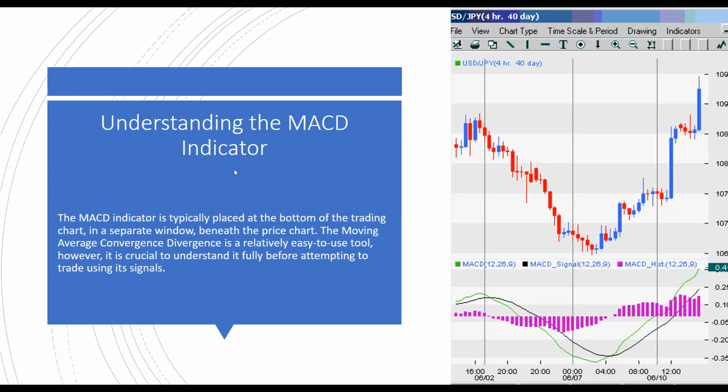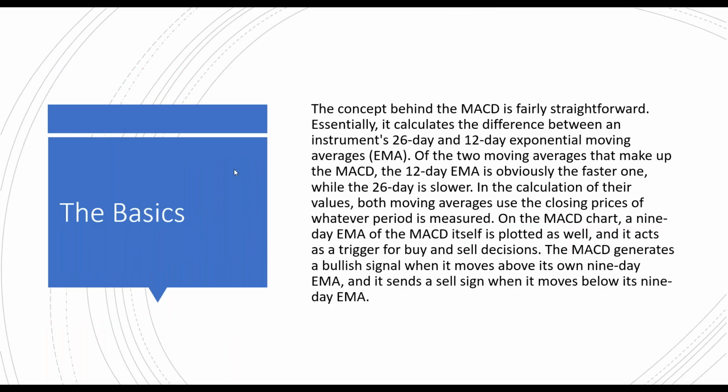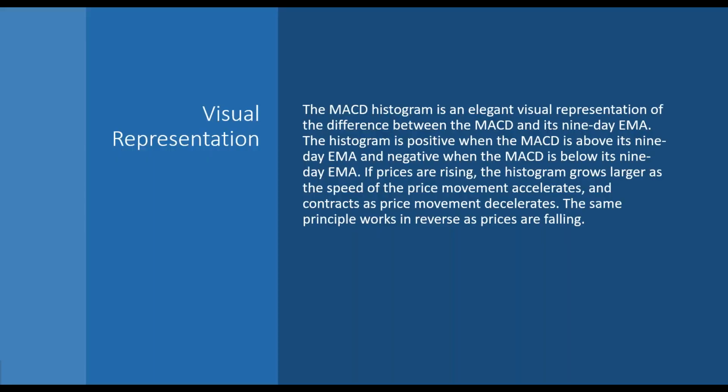And let's talk about using MACD. So again, the concept behind the MACD is fairly straightforward. Essentially, it calculates the difference between an instrument's 26 and 12 EMA, and the two averages make up the MACD. We subtract one from the other, plotted below, and then we form the MACD histogram. And the MACD histogram is an elegant visual representation of the difference between the MACD and its 9-day EMA.